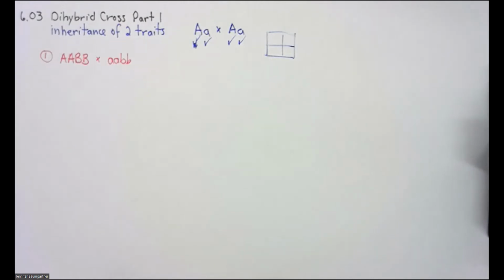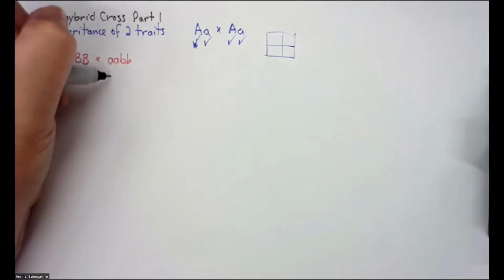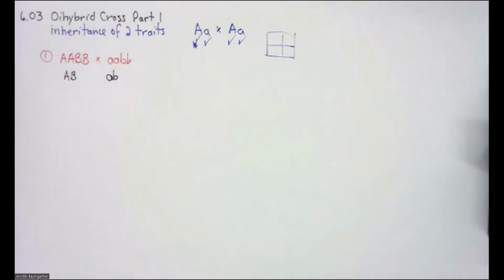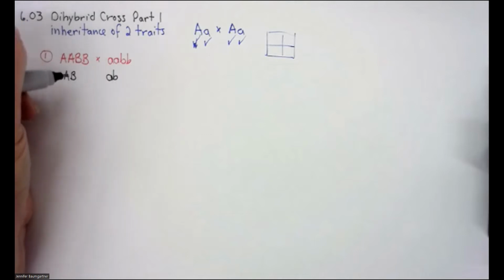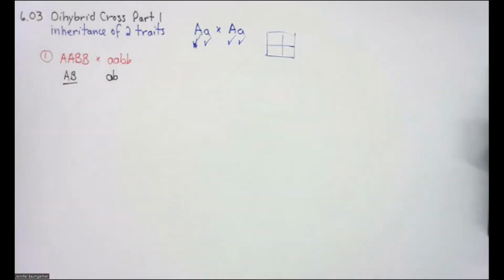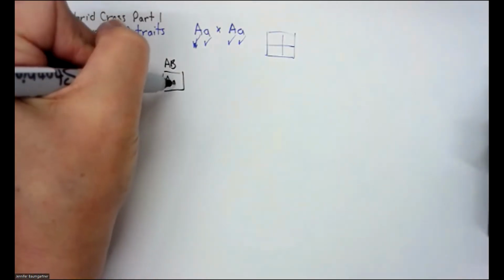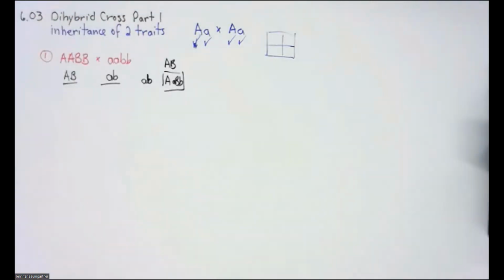Well, hopefully you see that this is a pretty easy problem, because the mom would only be able to give a dominant A and a dominant B, and the male would only be able to give a recessive A and a recessive B. So if we did a cross, this is the only possible gamete for mom, and this is the only possible gamete from dad. So technically, it would be a 1x1 box, although we really don't need that. And what we would see is that all of the offspring would be heterozygous for both traits.